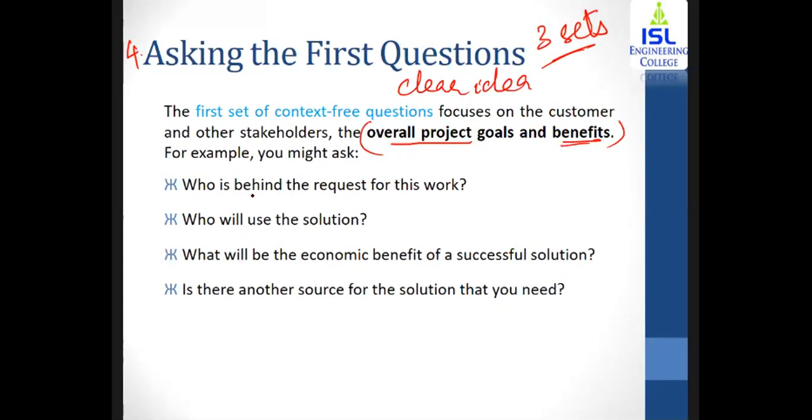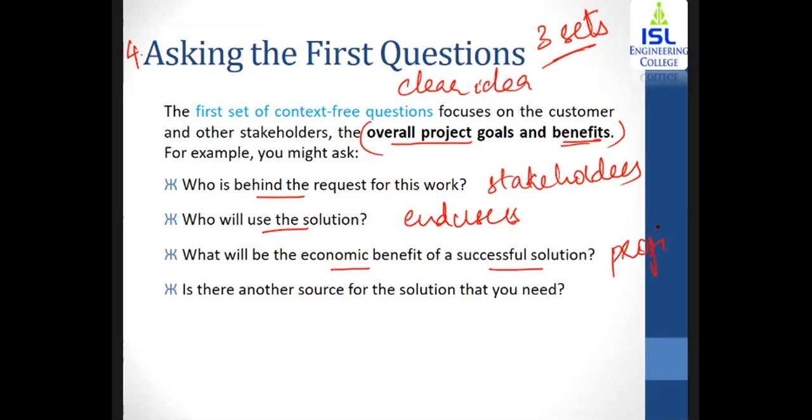So what are the questions that are going to be asked? Who is behind the request for this work? That is, who is requesting the particular software. You're going to identify that. Then, who will use the solution? That is, you're identifying the different stakeholders here, and the end users, the people who are going to use the software. The next is, what will be the economic benefit of a successful solution? That is, what can be the profit of this particular software that you're developing: how much sales would increase, how many people are going to use the software, and how beneficial the software is. That is going to be identified.